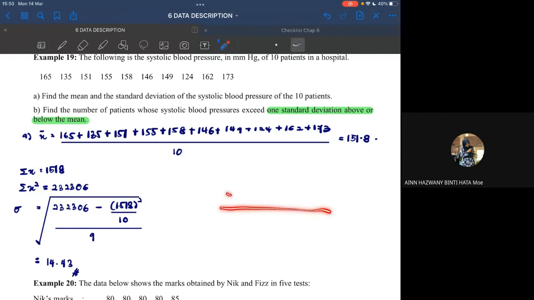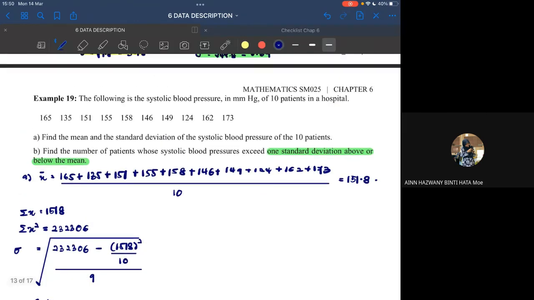Okay, saya ambil contoh kalau kita ada normal distribution, di tengah-tengah ialah value mean kita, which is as you can see, the value of our mean is 151.8. So, bila dia cakap one standard deviation above mean, what we have to do is we take our mean plus by 1 standard deviation.